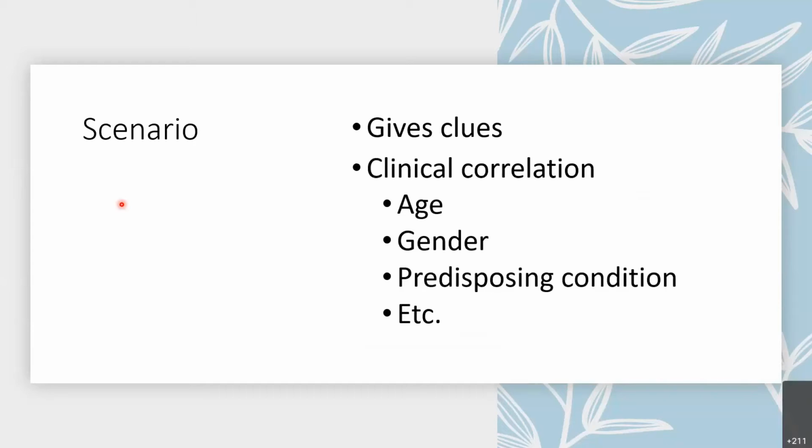Okay, the first part is the scenario. Usually a scenario will give you some clues regarding what is going on with the patient. This part usually contains a lot of clinical correlation: age, gender, predisposing condition, and other relevant factors. Usually it will take just one or two sentences, maybe a very short paragraph of a few sentences. But all of this information is important and related to the questions, and will help you in assessing the pictures given.